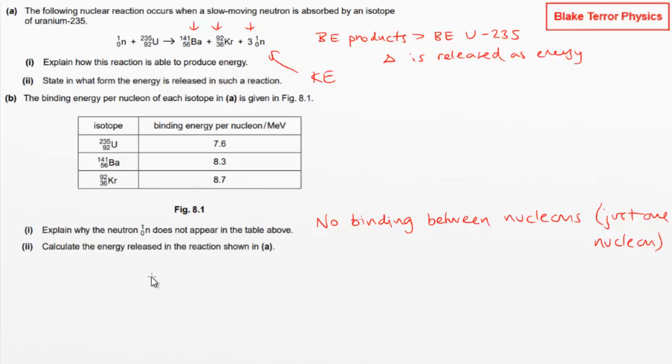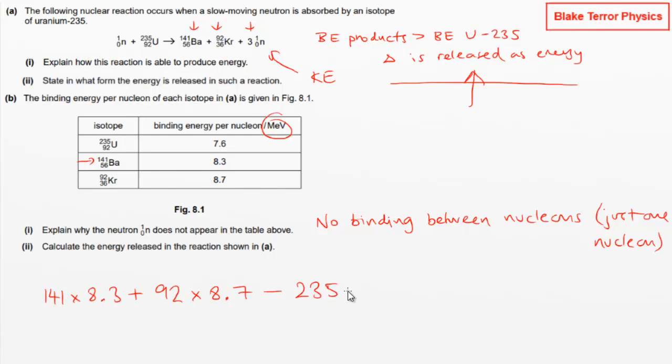So then we have to calculate the energy released, right? So we've already said here what's going on with the binding energy. So we need to get the binding energy of the products. Let's leave everything in MeV and we can just have that in our answer at the end. So the binding energy of the products is 141 nucleons in barium multiplied by the 8.3. Then we've got to add on the 92 nucleons in the krypton and multiply that by what is it, 8.7, and then we need to take off the 235 7.6s that we've got in the uranium.